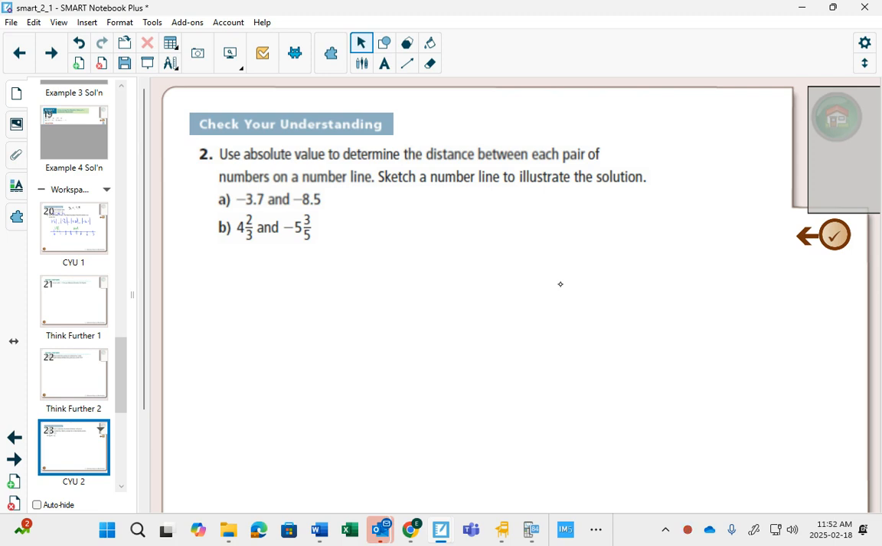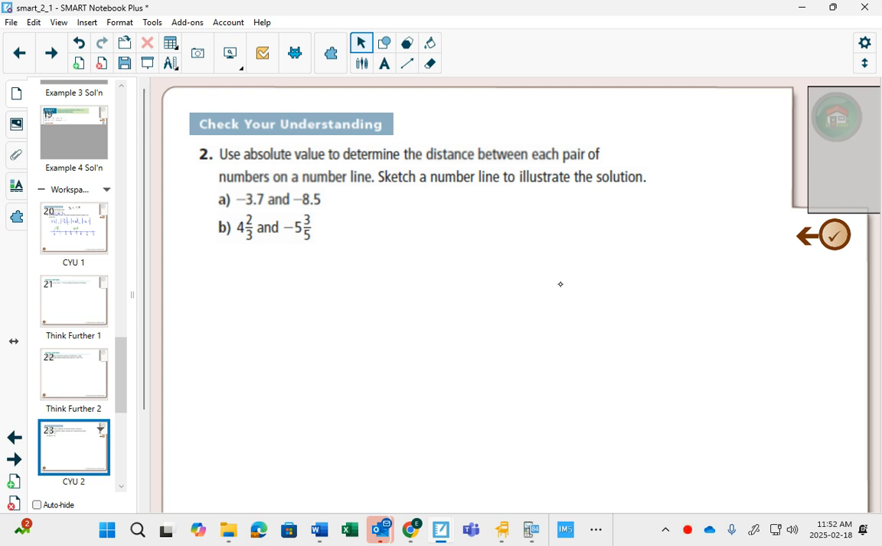Now, this question's a little bit weird because it says use absolute value to determine the distance. You don't really need the absolute value because you could do this based on stuff you already know. So if I give you two numbers on a number line, like 5 and 2, what's the distance between them? 3. That one is super easy, right?